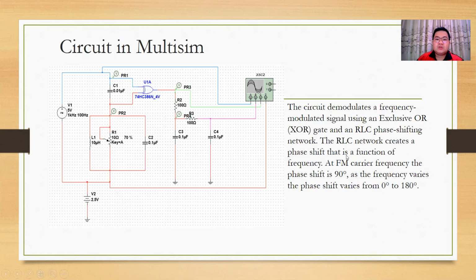Okay. So this is my circuit in Multisim. I have an FM voltage, inductor, capacitor, then an XOR gate, then an oscilloscope. The circuit demodulates a frequency modulated signal using an exclusive OR, meaning XOR gate, and an RLC phase shifting network, RLC circuit. The RLC network creates a phase shift that is a function of frequency. At the FM carrier frequency, the phase shift is 90 degrees. As the frequency varies, the phase shift varies from 0 degrees to 180 degrees. This is my first circuit.